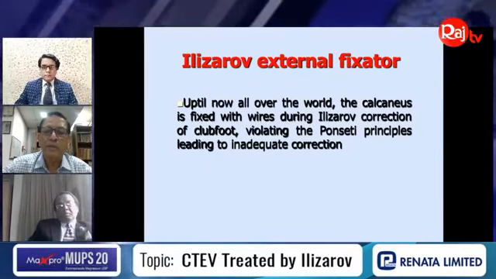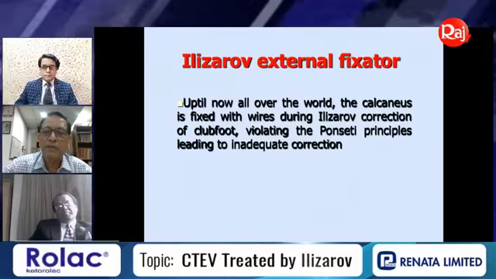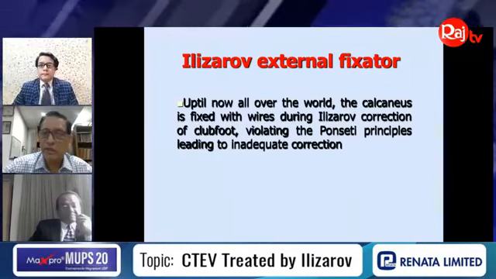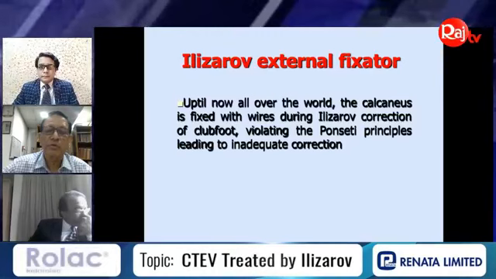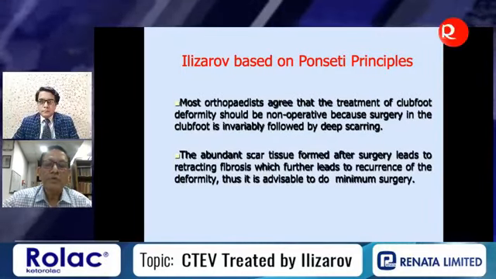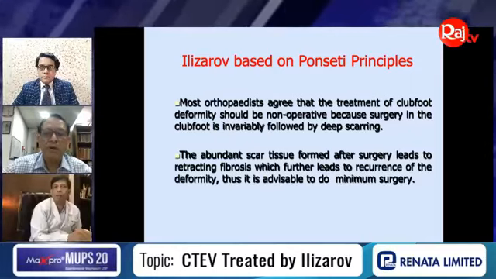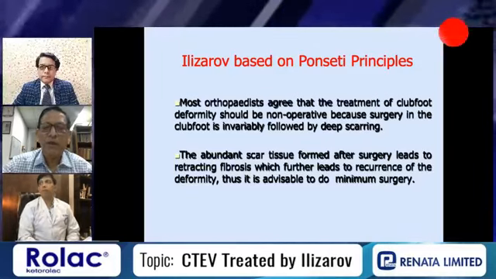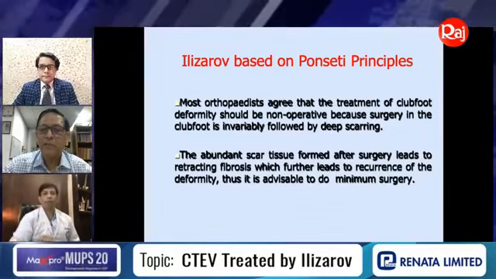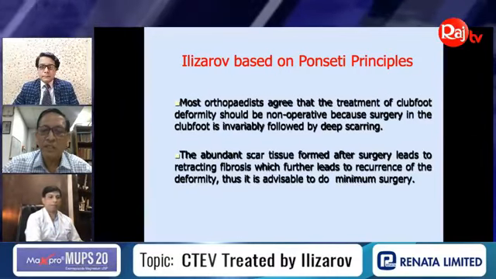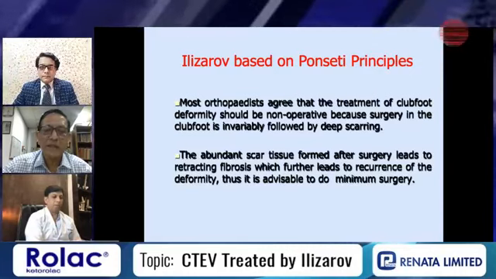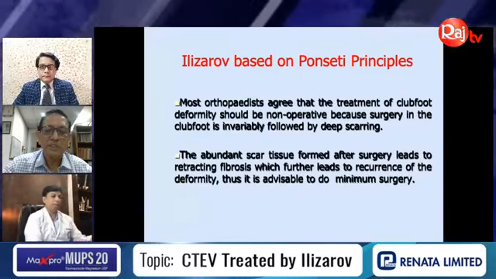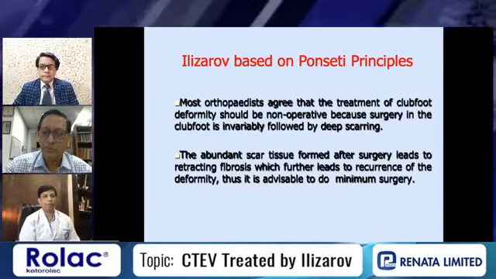Up till now, all over the world, the calcaneus is fixed with wires during the Ilizarov correction of clubfoot, violating the Ponseti principles and leading to inadequate correction. So we never give a wire to the calcaneus initially. Most orthopedists agree that the treatment of clubfoot deformity should be non-operative, because surgery in clubfoot is invariably followed by deep scarring. The scar tissue formed after surgery leads to retracting fibrosis, which further leads to recurrence of the deformity. Thus, it is advisable to do minimal surgery.